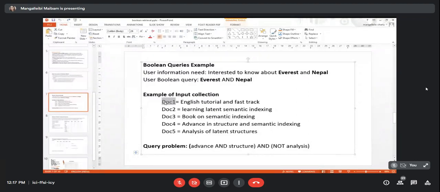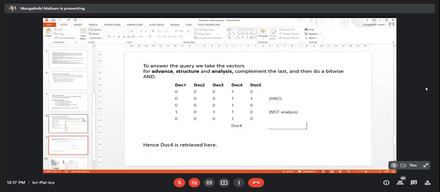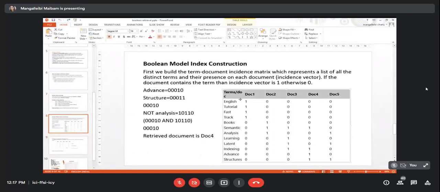So initially, for solving a Boolean query, we need to construct the term incidence matrix. The term incidence matrix is nothing but this part. We have written all the terms here and the document IDs here.